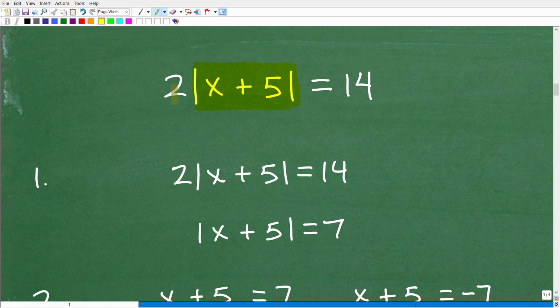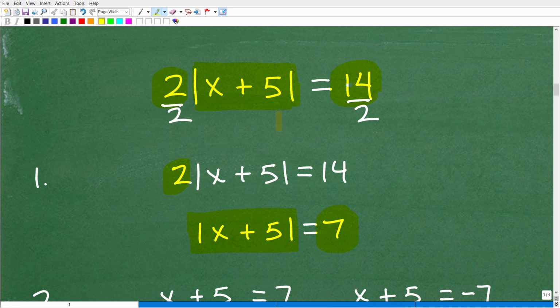So how can I do that? I have 2 times this absolute value function is equal to 14. So what I can do is divide both sides of the equation by 2. When I do that, I'm going to get 7 is equal to the absolute value of x plus 5. So this is the first step, to isolate this absolute value function on the left-hand side, and then we're going to have one number on the right-hand side.